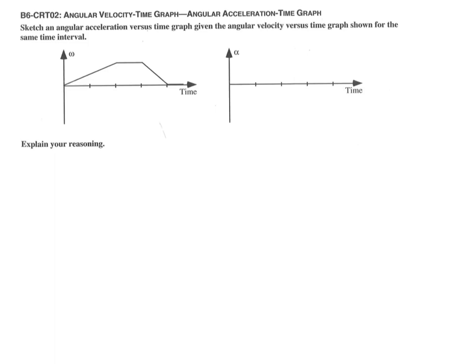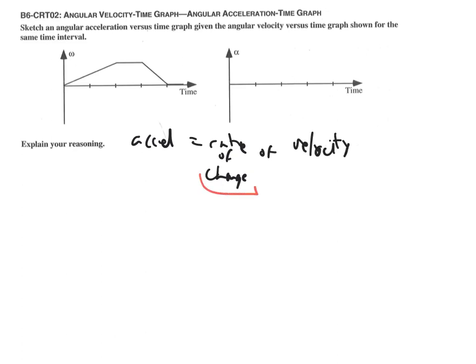Sample problem 10-02. Sketch an angular acceleration versus time graph given the angular velocity versus time graph shown for the same time interval. So the key thing here to remember is that acceleration is always the rate of change of velocity. And on a graph, rate of change is slope. So for us, the thing we're going to sketch, alpha, is going to be the slope of the omega curve, just like a is the slope of the v curve.